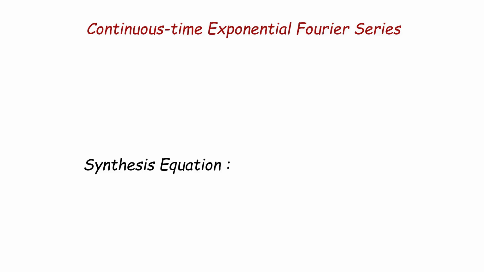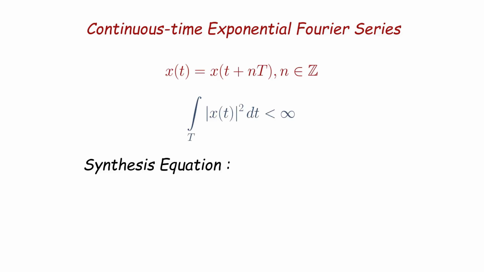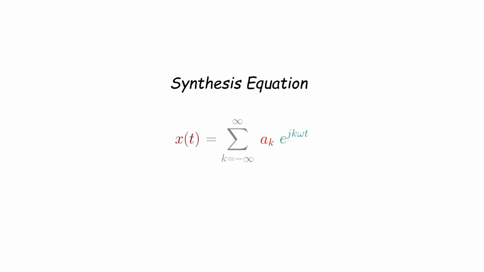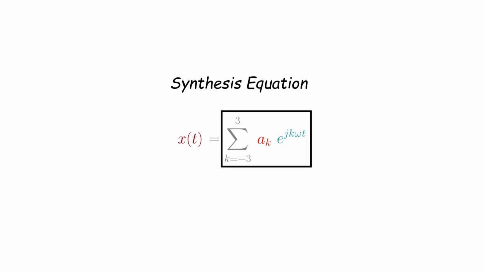The synthesis equation says that a periodic signal with finite energy over one time period can be constructed using a sum of infinitely many weighted, harmonically related continuous time complex exponentials. We've also seen that given x of t, we can compute the weights of the complex exponentials using the analysis equation. Now, what do you think the synthesis equation looks like? Okay, let's consider this simple example and first visualize what its individual elements look like.